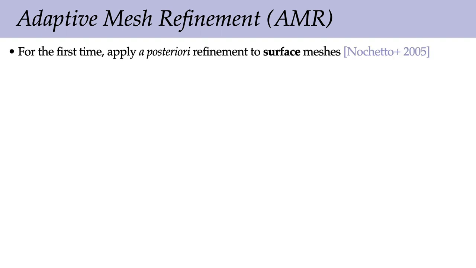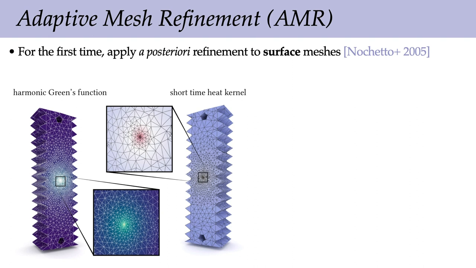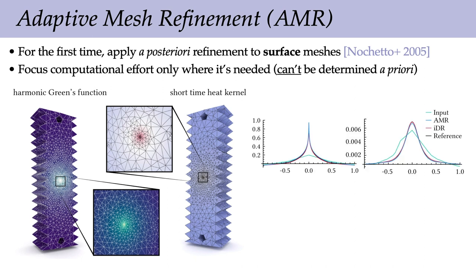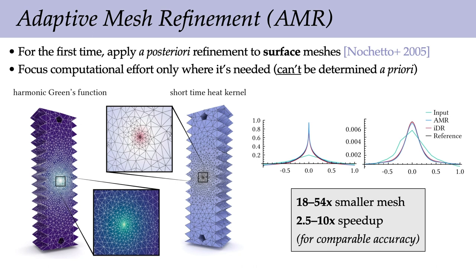We can also do adaptive mesh refinement. This is a technique which has been used to great effect in scientific computing, where the basic idea is to refine a mesh only where you need to in order to capture details in some particular solution. And we won't go too much into the details of this application now, but what we see is that it works out just as well on surfaces as it does in planar problems. Now that we have access to this technique with intrinsic retriangulation, we observe 2.5 to 10x speedups to get comparable accuracy solutions by using adaptive mesh refinement in the loop. And by the way, the last computation ends up being on as much as a 50 times smaller mesh.